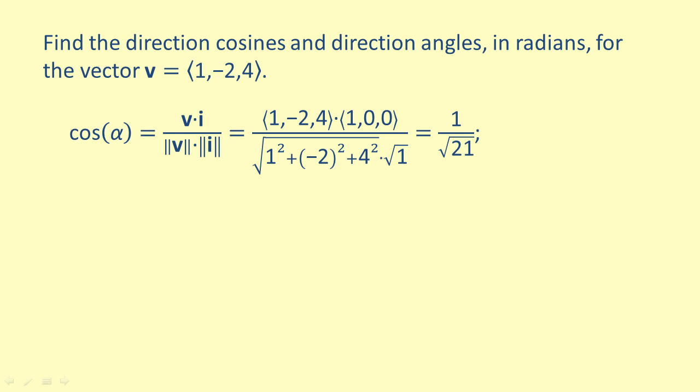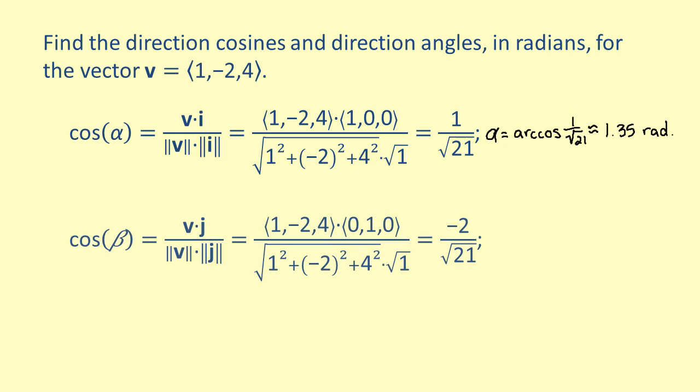This simplifies to 1 divided by the square root of 21, which is the first of the direction cosines. We find the corresponding direction angle alpha by taking the arc cosine of 1 divided by the square root of 21, which gives us alpha equals 1.35 radians.